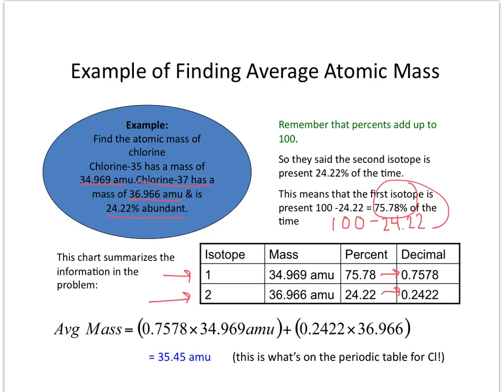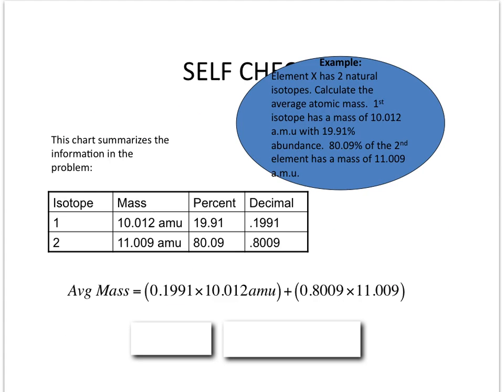The sum of the product of the decimal form of the percent times the mass of each isotope. And when you do that, we don't want to round until the end. You'll end up getting 35.45 AMUs, and that's exactly what's on the periodic table for chlorine. We generally take our sig figs to at least the hundredths place, maybe even the thousandths place for average atomic mass.